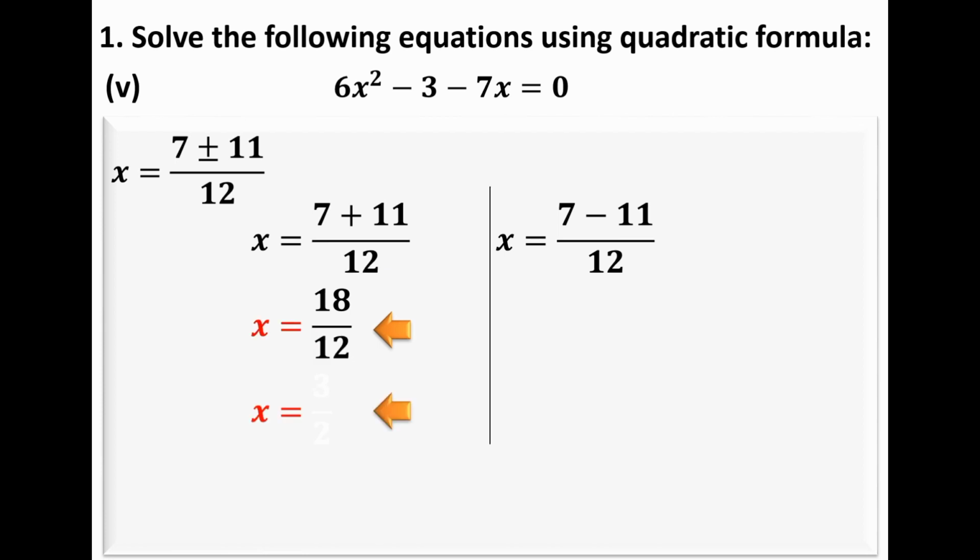X is equal to 18 and 12 are cancelled by table of 6. 6 threes are 18. 6 twos are 12. And this 3 divided by 2 is written here.